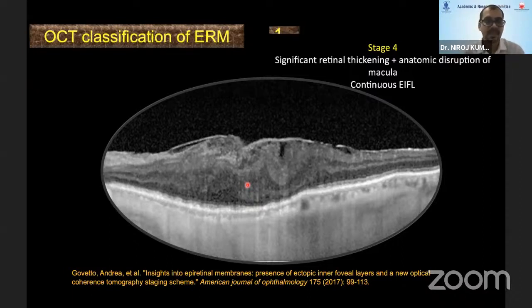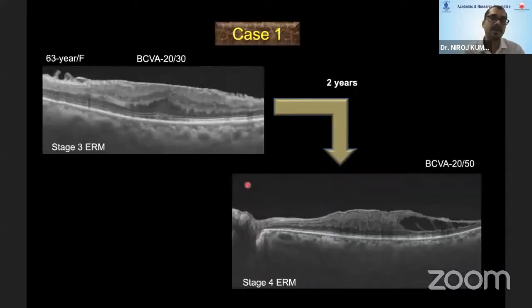And this can be illustrated in another example here, where this patient presented to us with a vision of 20/30. And we can see here the presence of a stage 3 ERM. We can see ectopic inner foveal layers along with a wide outer nuclear layer. This patient was actually observed initially for 2 years. The patient came back with a distortion of the inner foveal layers with a drop in visual acuity. This we classified as, again, a stage 4 ERM.